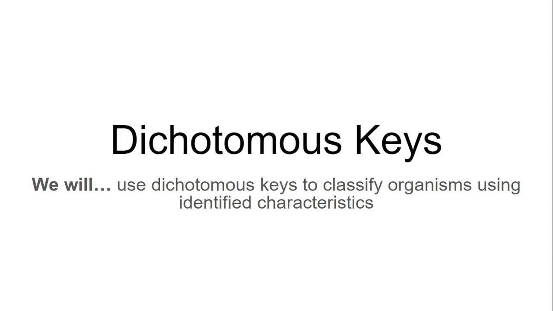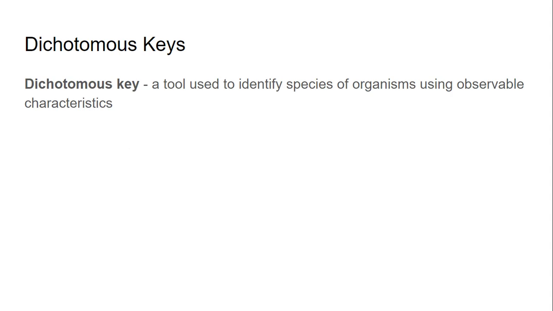Hey everyone, today's lesson is going to be over dichotomous keys. And so our learning objective for this one is we were going to use dichotomous keys to classify organisms using identified characteristics. So first we've got to figure out what a dichotomous key is anyway. So a dichotomous key is just a tool used to identify species of organisms using observable characteristics.